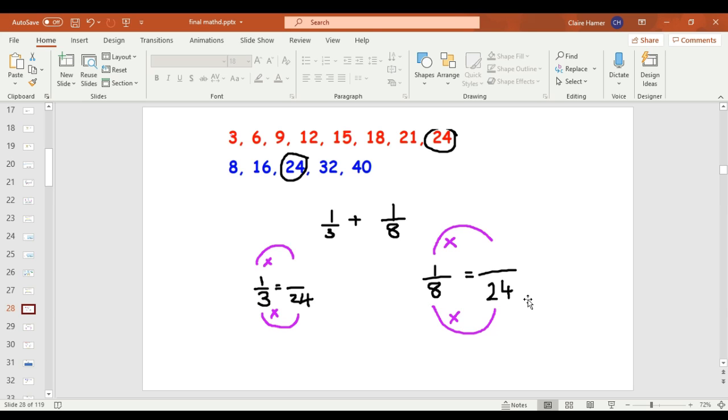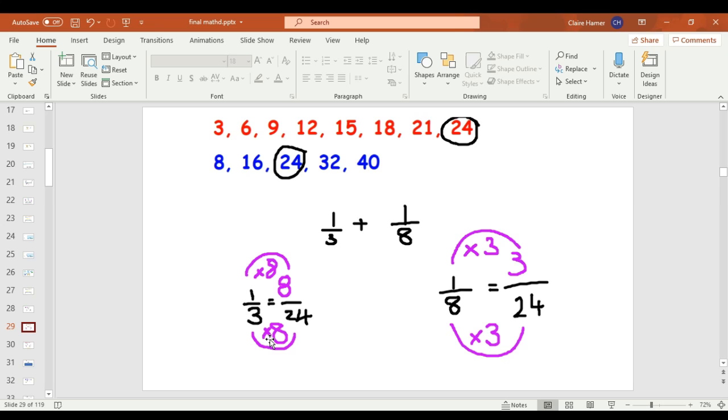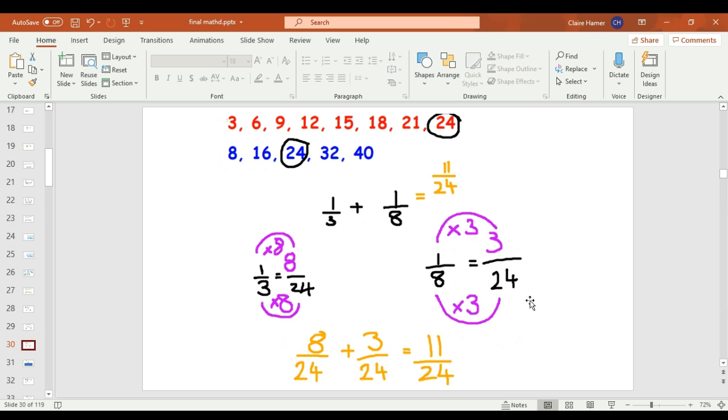Right, I'm going to reveal my workings. So remember, whatever you do to the denominator, you do the same to the numerator. So 1/3 is 8/24, and 1/8 is 3/24. So to calculate the answer, you will need to do 8/24 add 3/24. Remember that you only add the numerators together and the denominator stays the same. So can you write down the answer to the calculation? The answer is 11/24, and that is in its simplest form.